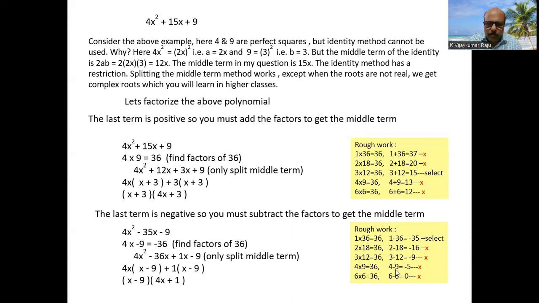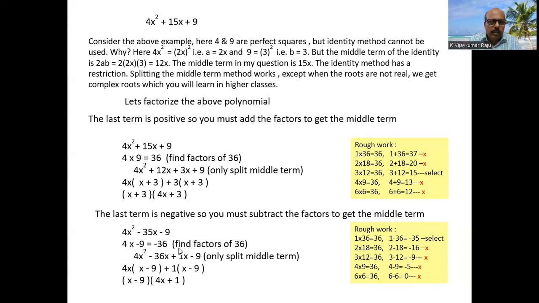Again, we do the same thing. And I want 35 by subtracting the factors. So the first factor is 1 into 36 is 36. 1 minus 36 is minus 35. I want minus 35. So these will be the factors which you will have to split it up. So the middle term I'm going to split as minus 36x plus 1x minus 9. Take out common. 4x is common. 4x bracket x minus 9 plus 1 into x minus 9. So it is x minus 9, 4x plus 1.